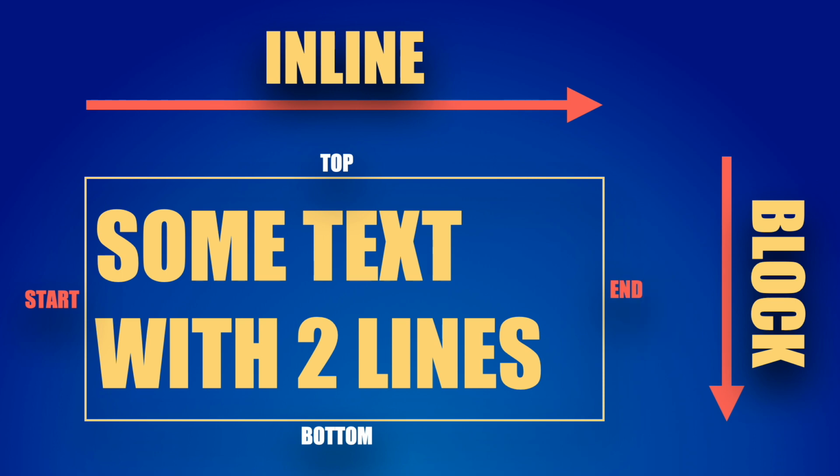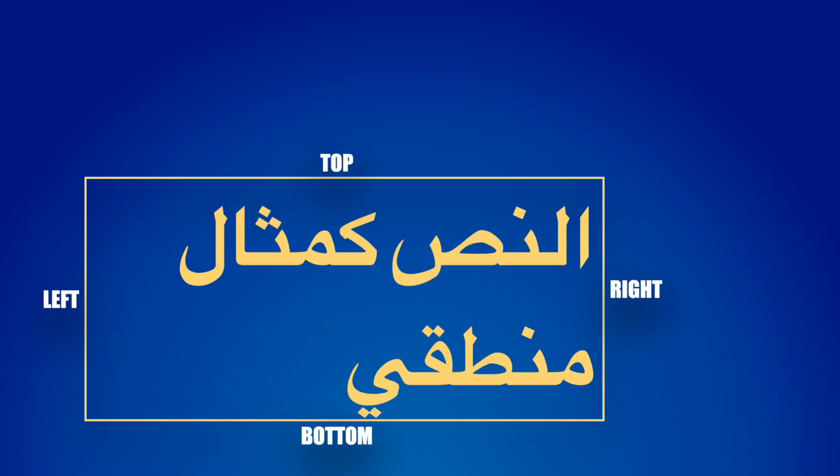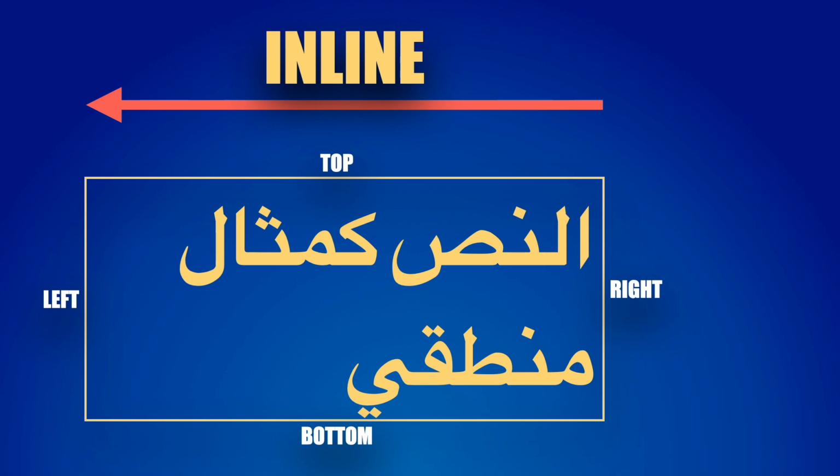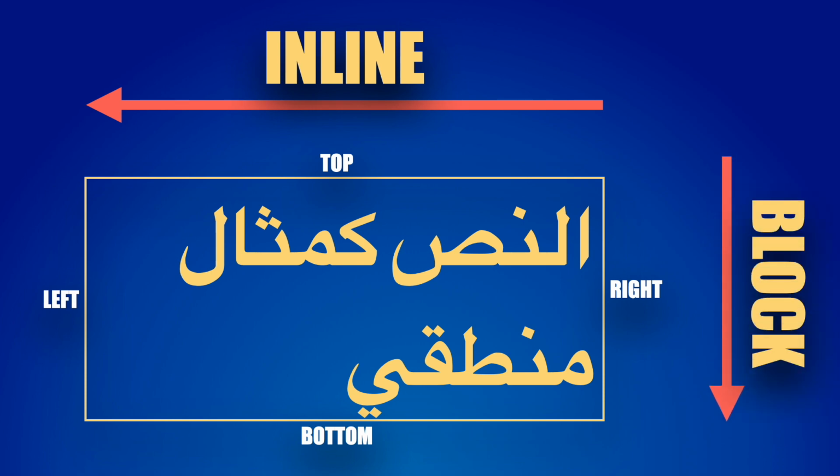Similarly, top would be the start of the block and bottom would be the end of the block. Now let's look at Arabic, where the text flows from right to left, but still top to bottom. For logical properties, right would now be the start of the inline and left would be its end. The block start and end would stay the same.